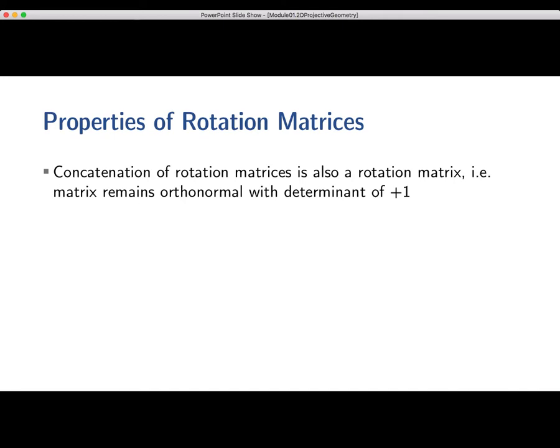All right, more properties of rotation matrices. I've already said this. Concatenation of rotation matrices is also a rotation matrix. That is, multiplying 2 rotation matrices together maintains orthonormality and it maintains the determinant of +1. Okay, so this is easy to prove. All you have to do is multiply two general orthonormal matrices together and say that orthonormality is maintained in the product also. And the determinant of A times B is the determinant of A times the determinant of B. So if both the constituent matrices had a determinant of +1, then +1 times +1 will remain +1.